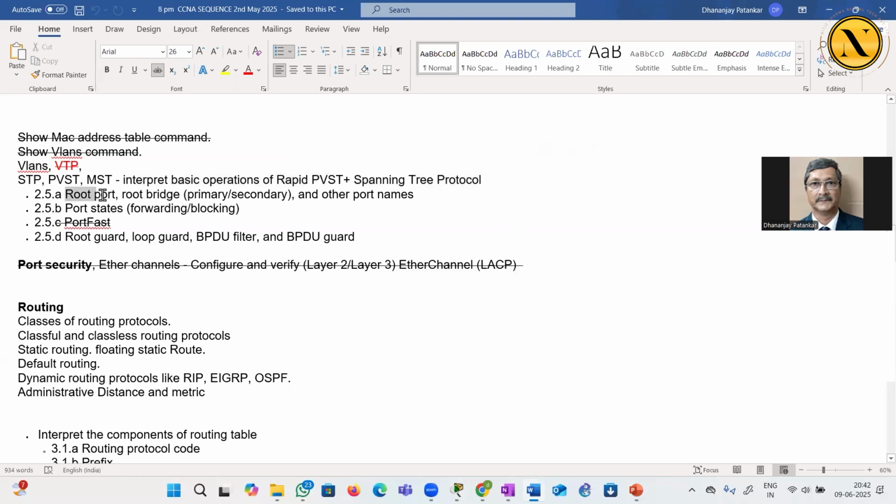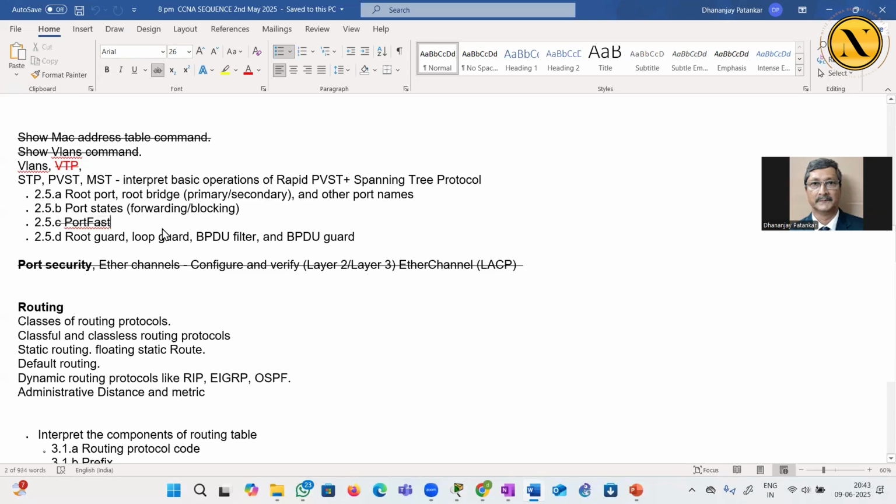Understood root port, root bridge, primary and secondary, and other port names like alternate port, which is the blocking mode. Seen the port states, forwarding and blocking. Listening and learning can be temporary. End of the day, when convergence happens, a port either comes in the forwarding mode or goes in the blocking mode. Listening and learning are all transitory. PortFast we have done.